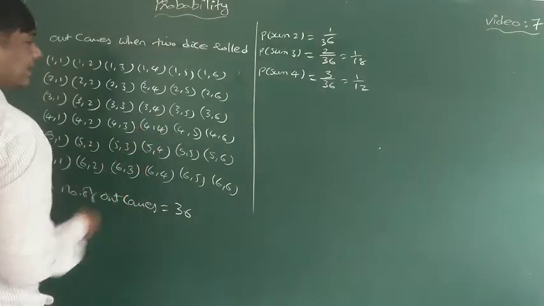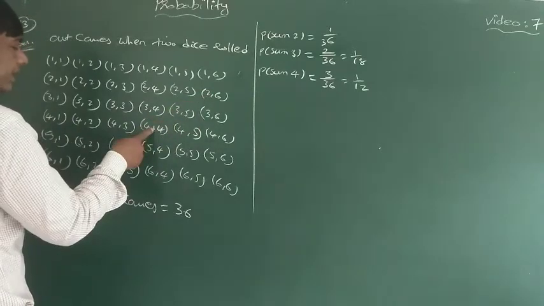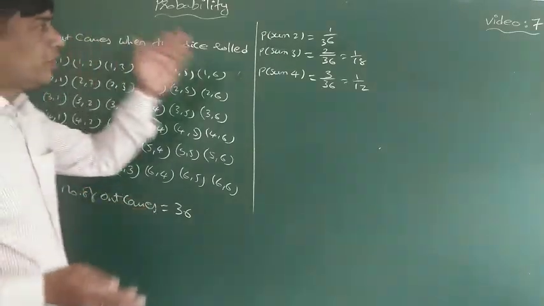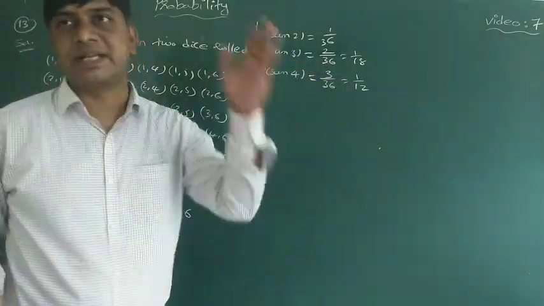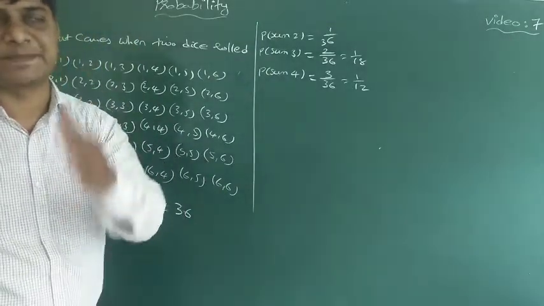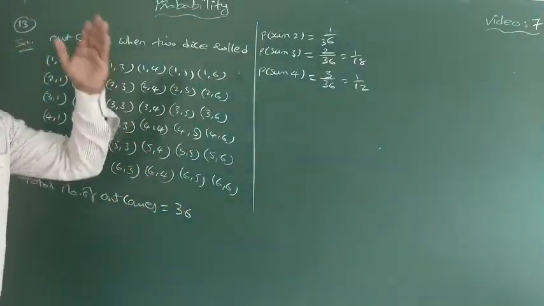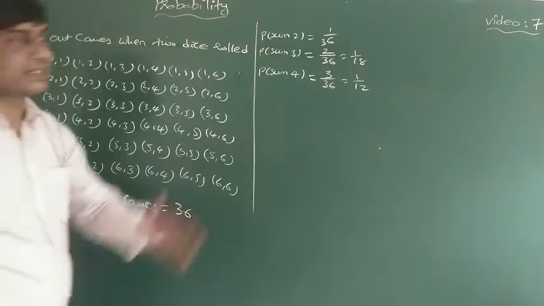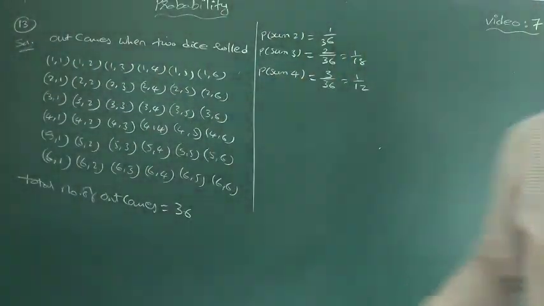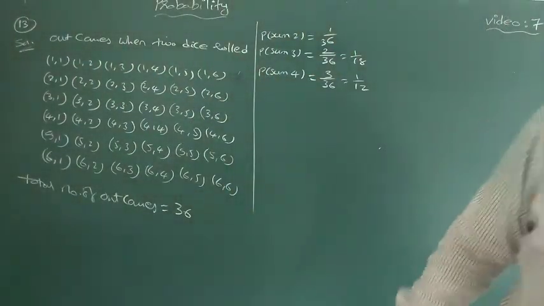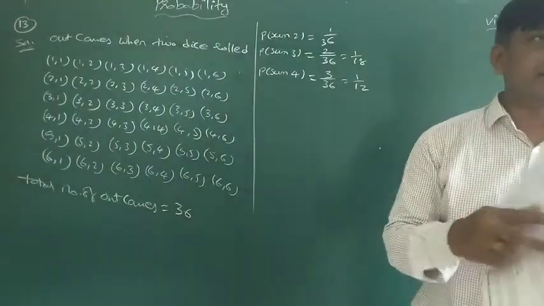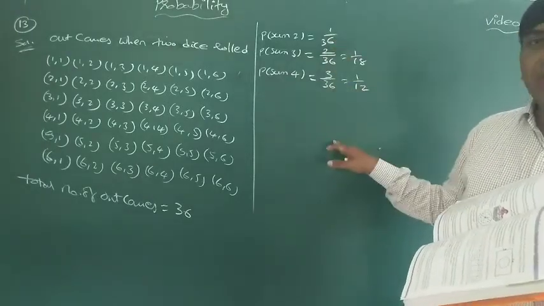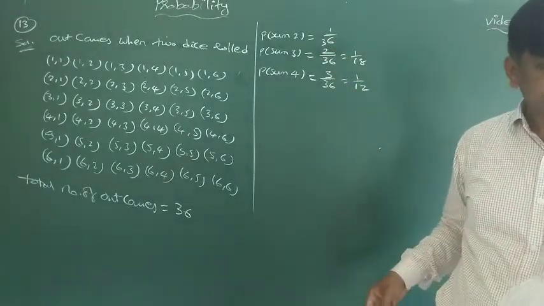Sum 7 is completed. Now 8: it means 1, 2, 3, 4, 5, and again in decreasing order. So 5 by 36, 4 by 36, 3 by 36, 2 by 36, 1 by 36. All in decreasing order you get. You have to fill up that table with what they have given. In this way you find out all the values till 12. It is increasing now, and after that decreasing order you will get.